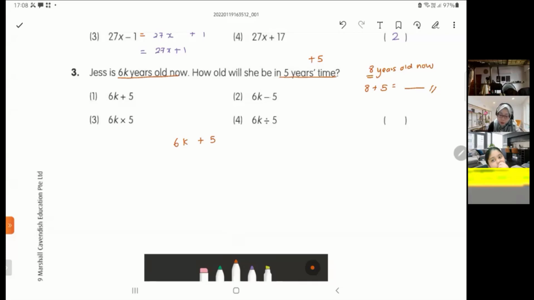That's it. So which one is my answer? Can I solve 6K plus 5? I cannot solve. Because on my left-hand side, this is an algebra. On my right-hand side, this is a number. This is algebra, and this is a number. And what is this whole thing? This is called an expression because there's no equal sign. Can I solve an expression? I cannot. An expression cannot be solved because there's no equal sign. Leave it as it is in its simplest form. 6K plus 5, that's it. The answer is option number 1.